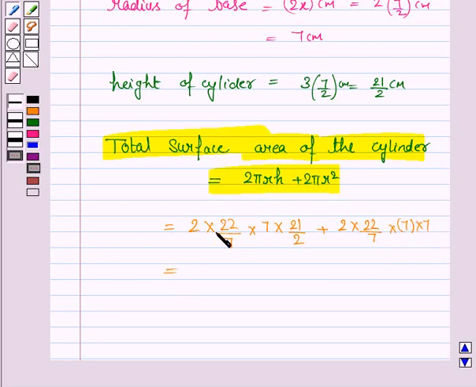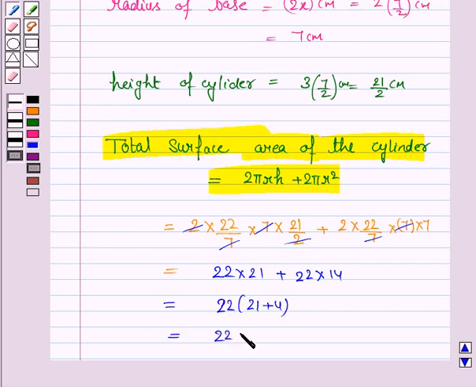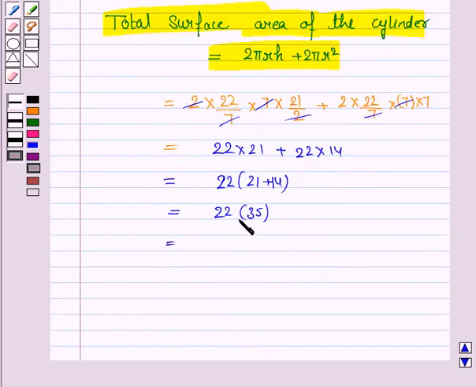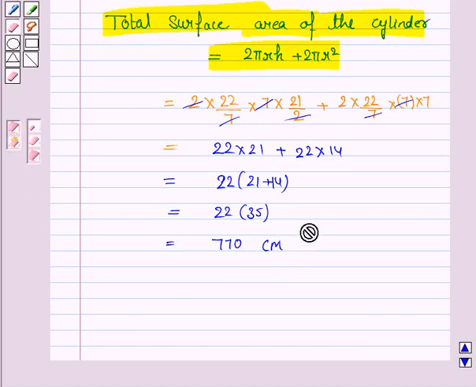Now simplifying this, this is equal to 22 into 21 plus 22 into 14. Again, this is equal to, taking 22 common, 22 into 21 plus 14, it's 14, not 4. So it is 22 into 35, which is equal to 770. And you have to write the unit of the total surface area, which is centimeter square, not centimeter cube.